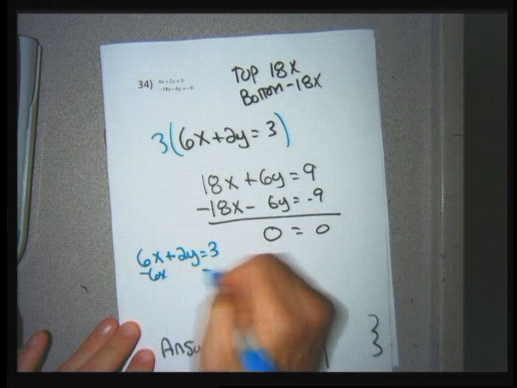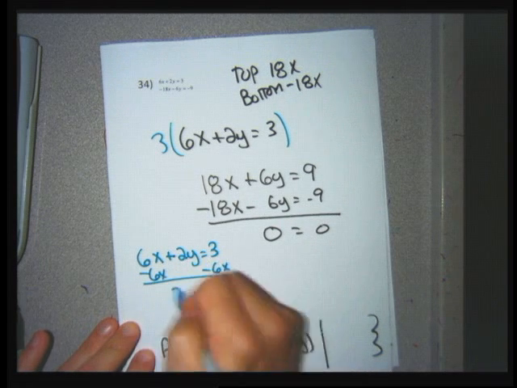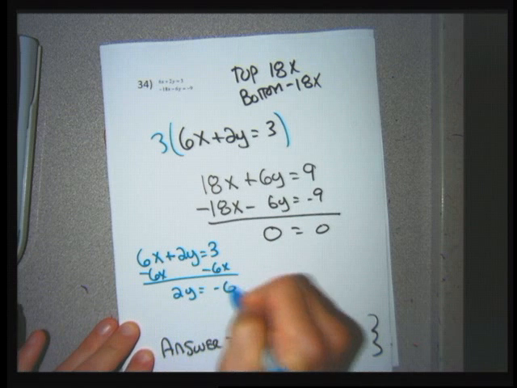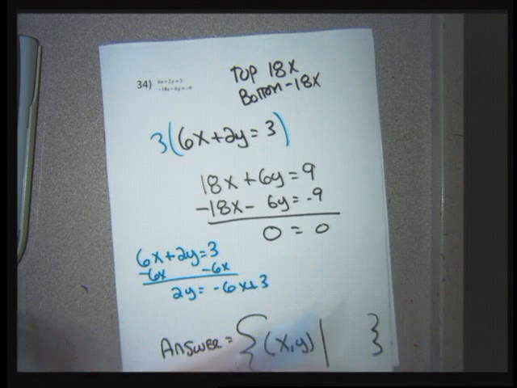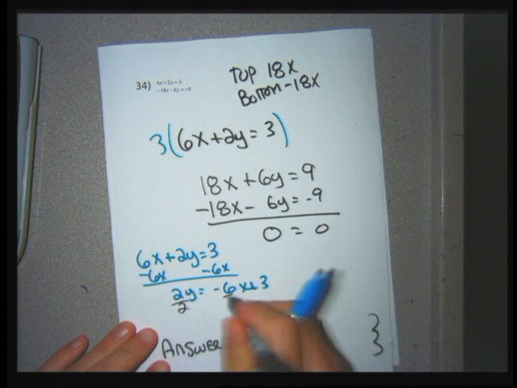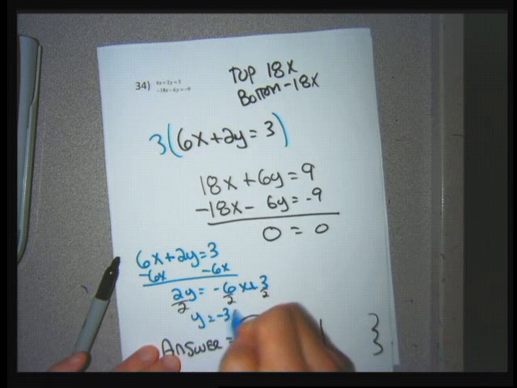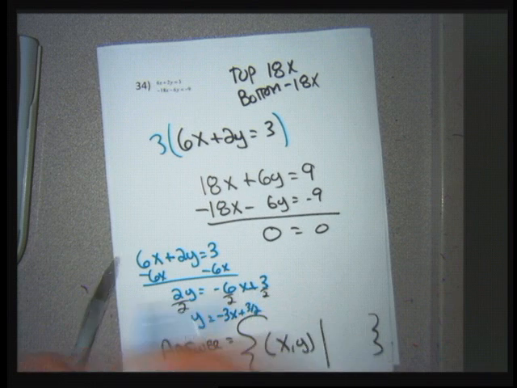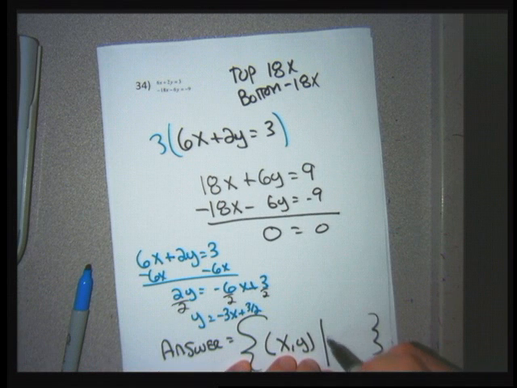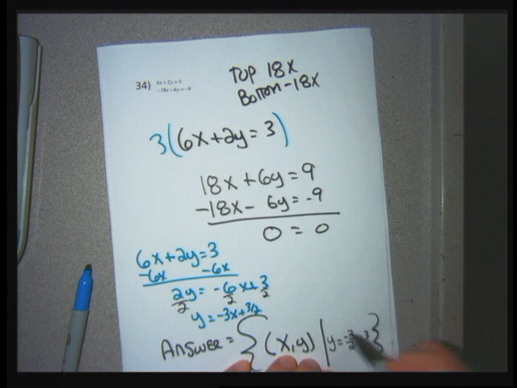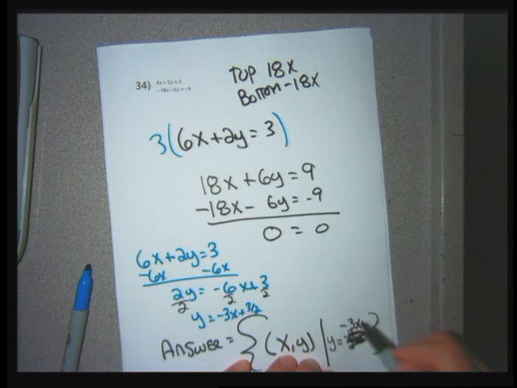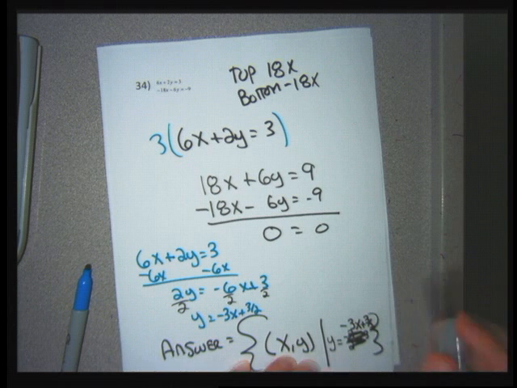I subtract 6x from both sides. That gives me 2y equals minus 6x plus 3. And then divide everything by 2. I get y equals negative 3x plus 3 halves. And that's what I'm going to write next to the vertical line. It wouldn't have mattered if I took another equation and solved it for y. I would have gotten the same answer.